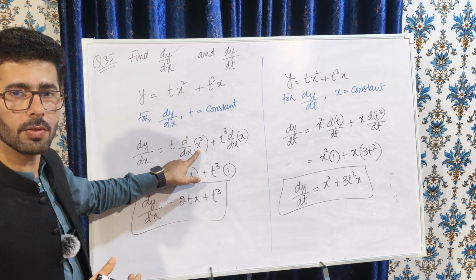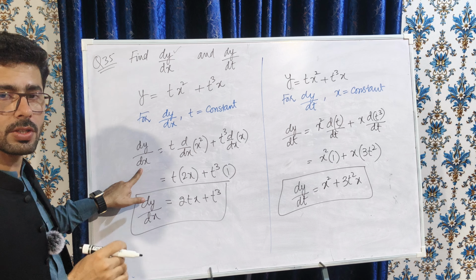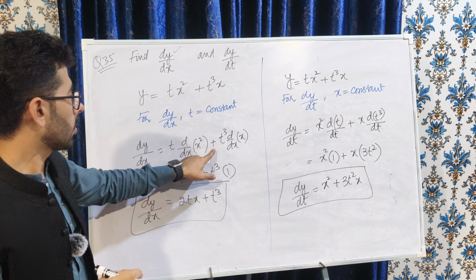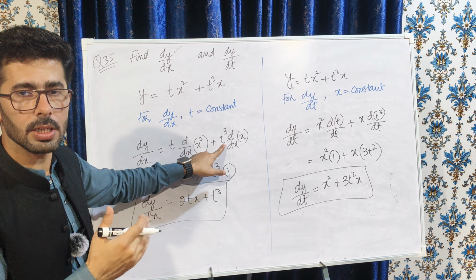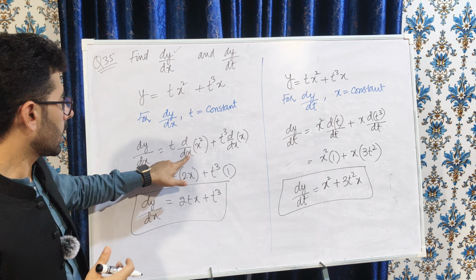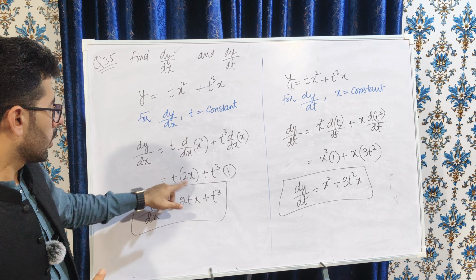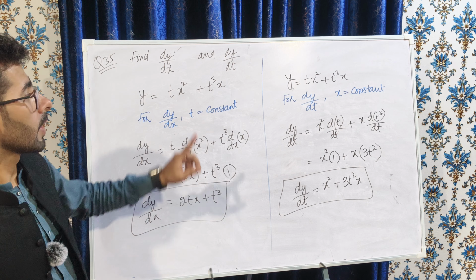I will just take the derivative of x square, because the function is being differentiated with respect to x. Plus t cube will be treated as a constant, it will be kept out. Derivative of x only will be taken. The derivative of x square will be 2x, the derivative of x will be 1. We simplify it and get the answer.